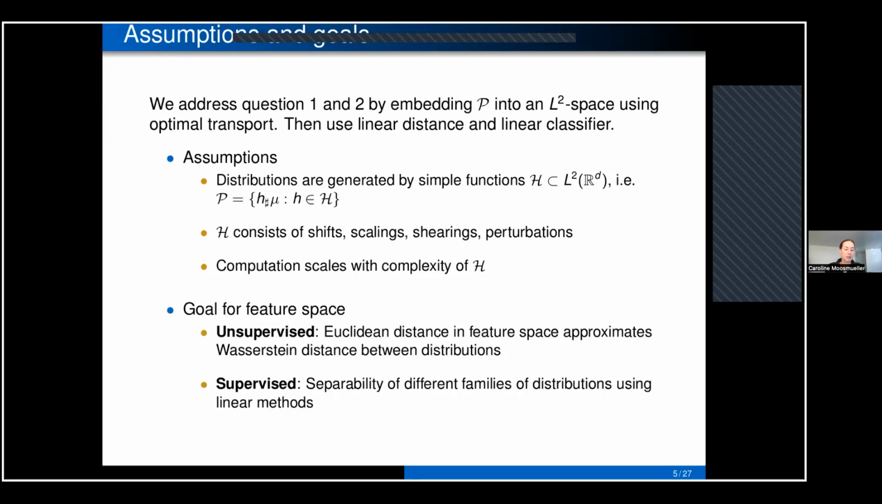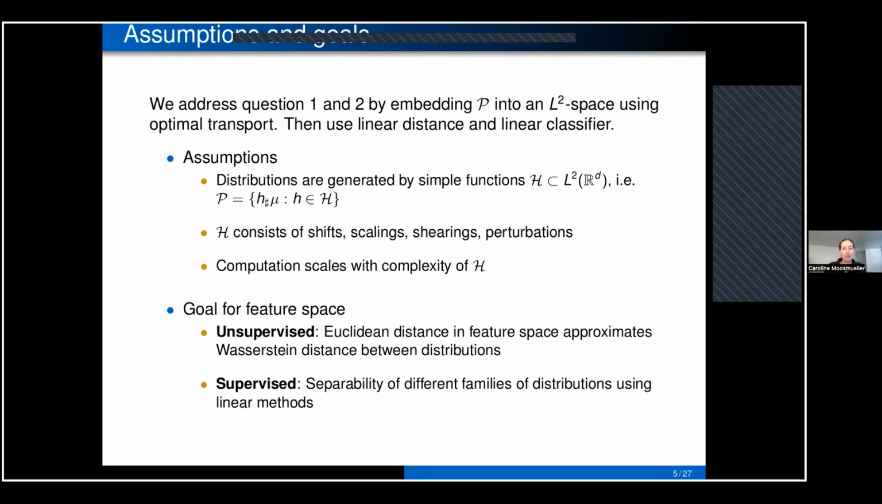And then the goal for our feature space is mostly about unsupervised learning. So meaning we're going into the feature space and then approximating the Wasserstein distance, the distance between distributions, which I just denote by D, with a linear L2 distance, or if we discretize, it's going to be a Euclidean distance.